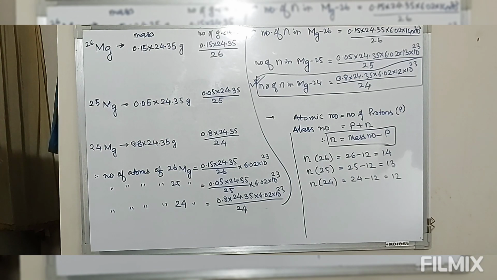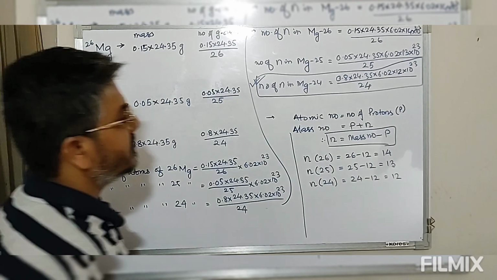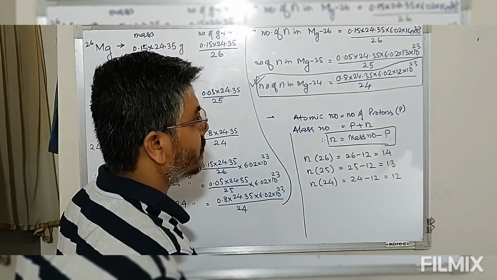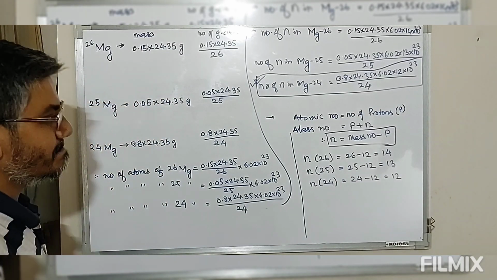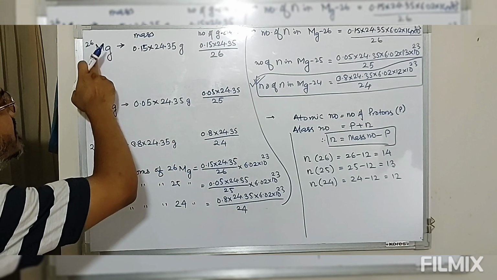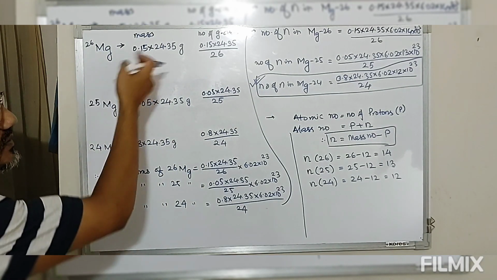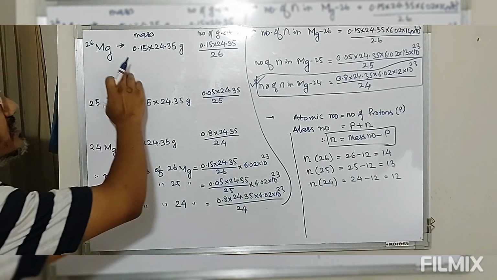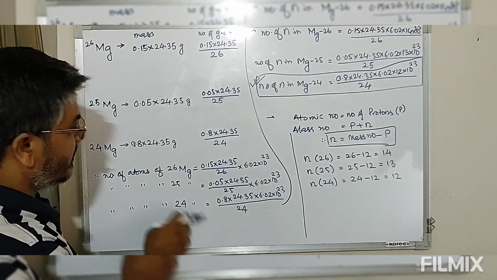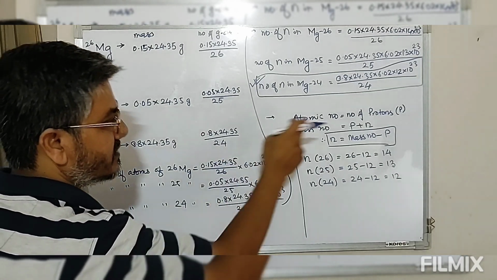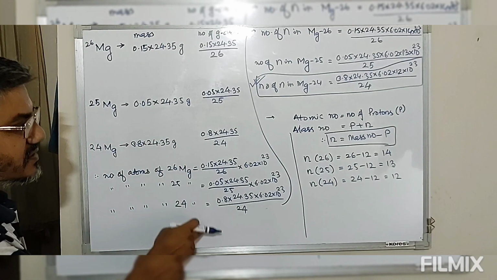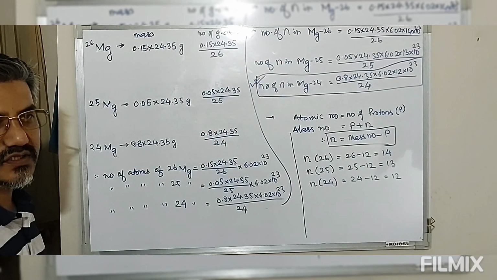So now look at this. What we are doing is using the concept of atomic mass, which is nothing but the number of protons plus the number of neutrons. The number of protons is equal to the atomic number. Now from this mixture we find the mass of the three isotopes because their abundances are given. Then we convert this mass into the number of gram atoms, and from this we find the number of atoms. Each atom contains 13, 14 and 12 neutrons, so we get the total number of neutrons in this mass. So this is how we proceed.